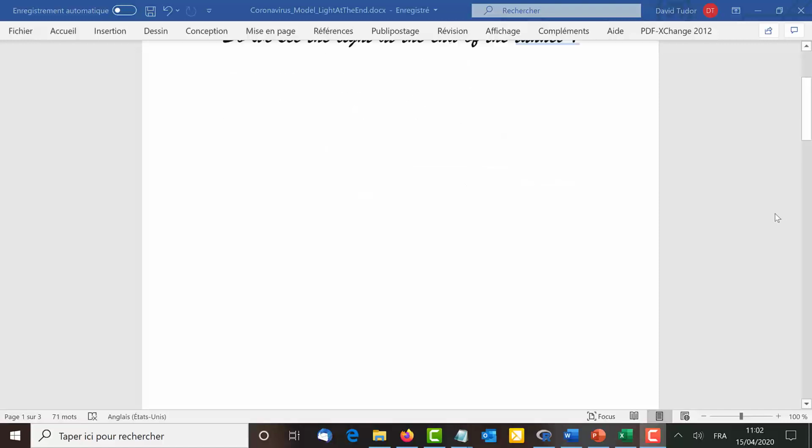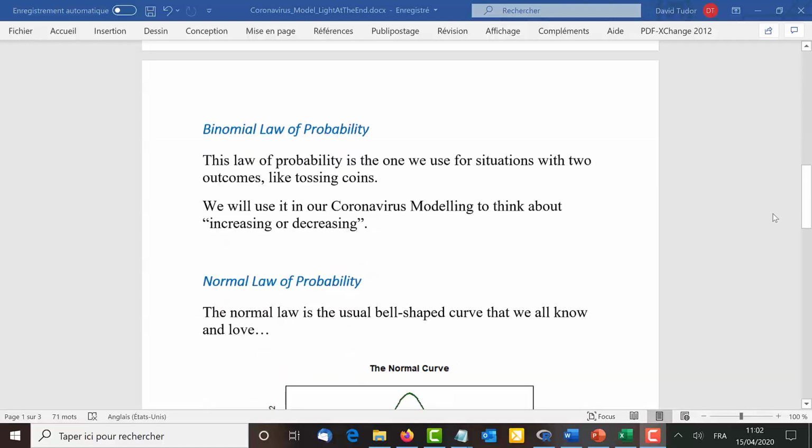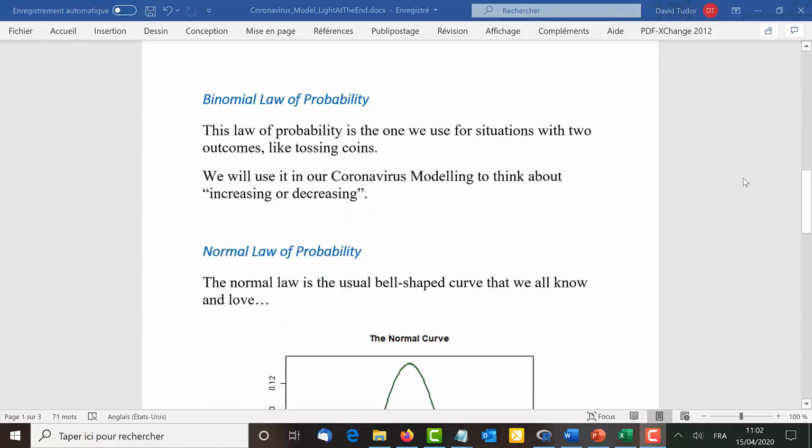In the video today, I'm going to use the binomial law of probability. We're not going to get into formulas and things like that, but the binomial law is the one that you use to decide probabilities of outcomes when you're tossing coins for a length of time. So the way we're going to use it in the coronavirus modeling is to decide whether we think that the curve is increasing or decreasing or accelerating or decelerating.